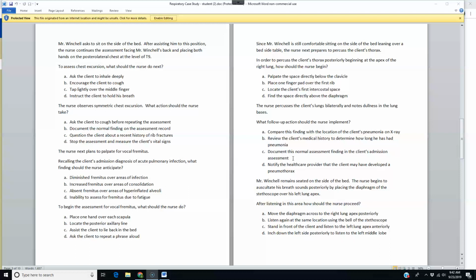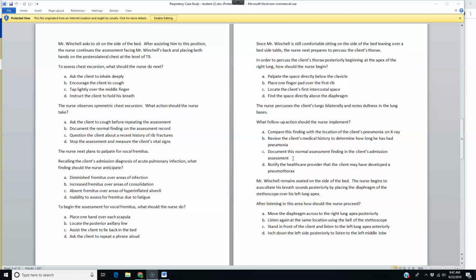So you need to know where the apex is, and so the first thing we're going to do is locate the patient's first intercostal space. Okay, so that's how we percuss. Apex is up there, kind of up there around by the scapula area. So definitely look at that when we point out different landmarks on the chest or the back, what those mean. When we say the apex of the right lung, where is the apex of the right lung?